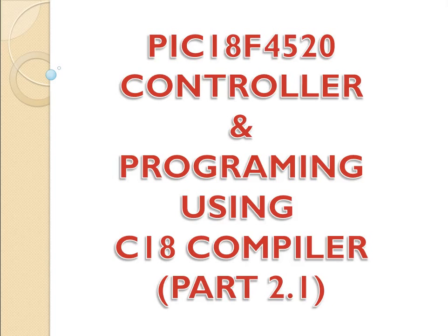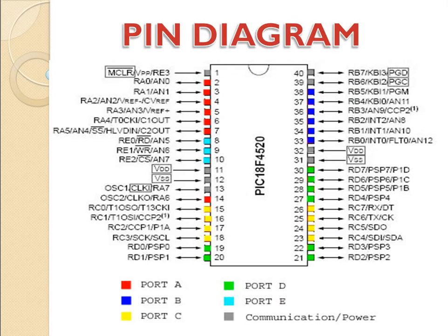So let's get started. Here we see the pin diagram of 4520. As shown, it is a 40 pin IC with all of its pins multiplexed to perform more than one function except pins 11, 12, 31 and 32, where pins 11 and 32 are to be supplied with positive supply and pins 12 and 31 with negative supply for the IC operation.